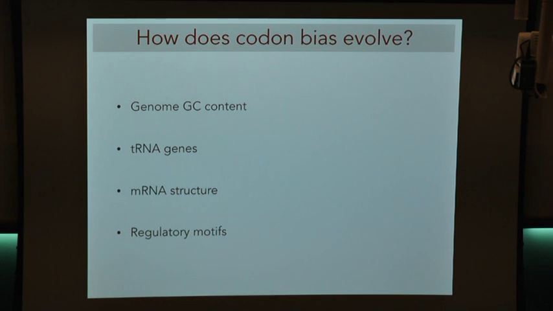So again, you do observe a nice correlation between tRNA gene copy number or tRNA levels in the cell when people have measured these and the codon use, but it's not perfect, and again, there's a lot of variation there. So we still have stuff to explain.